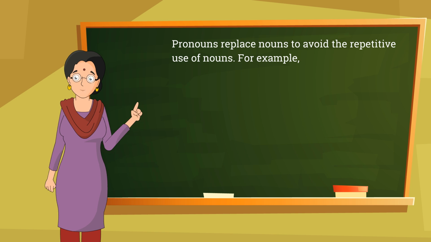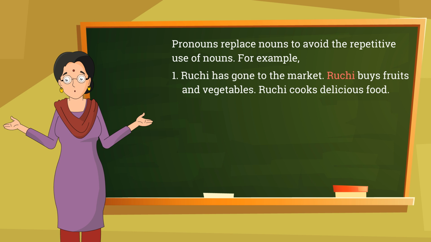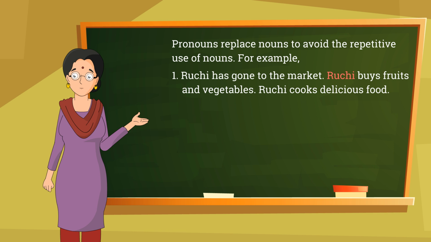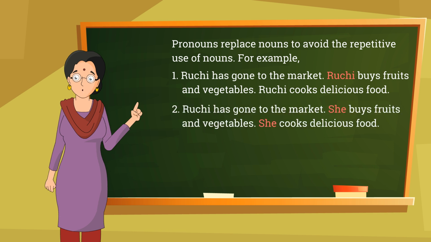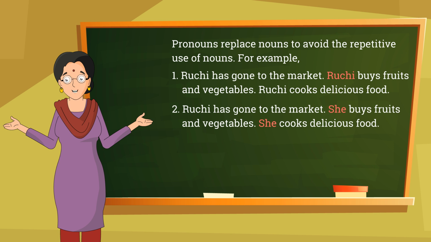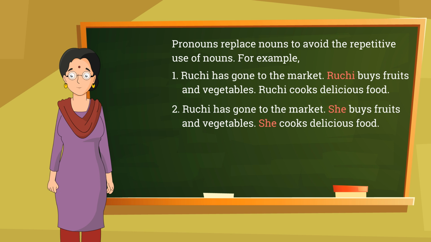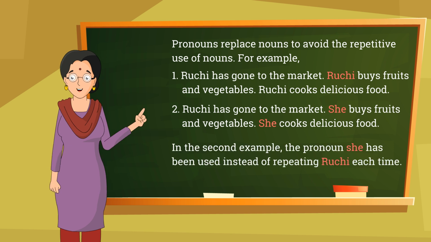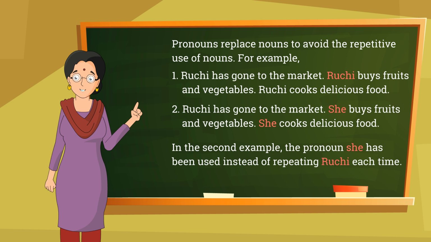For example, Ruchi has gone to the market. Ruchi buys fruits and vegetables. Ruchi cooks delicious food. Ruchi has gone to the market. She buys fruits and vegetables. She cooks delicious food. In the second example, the pronoun she has been used instead of repeating Ruchi each time.